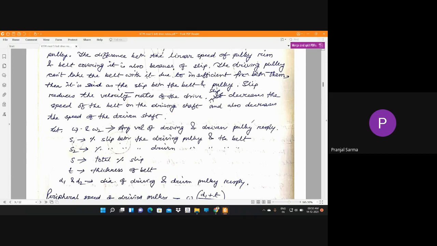So wherever we have the slip, this slip decreases the speed of the belt on the driven shaft, and its effect is that it also reduces the speed of the driven shaft.